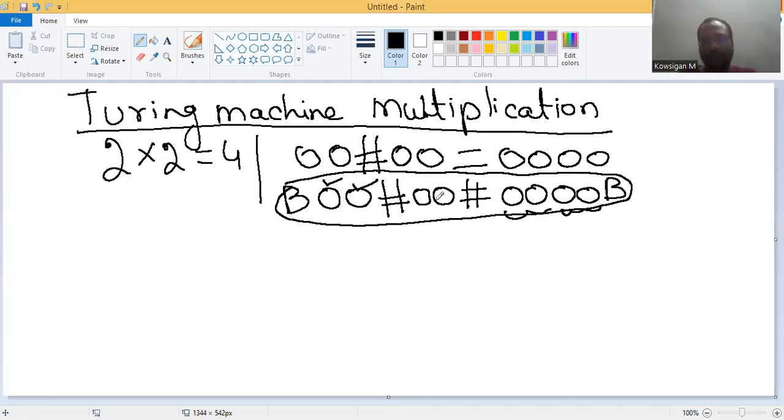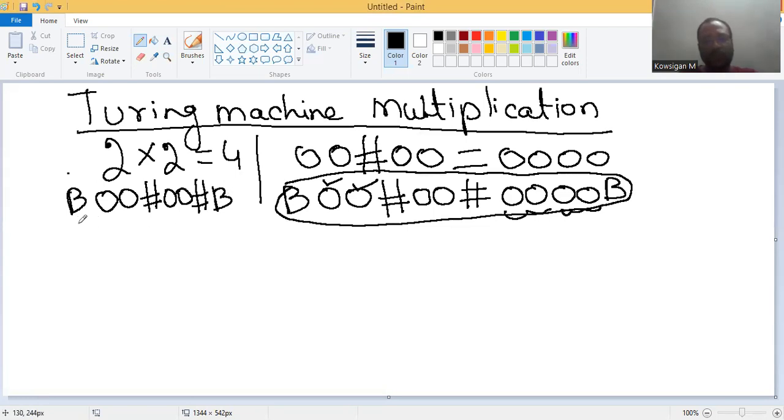When we are starting the process, how this 2 into 2 will be represented is, we'll be having blank, two zeros, and hash, two zeros, then hash, then blank. So we are going to process 2 into 2. Okay. So till now we haven't got the result. So we are going to start the process now.